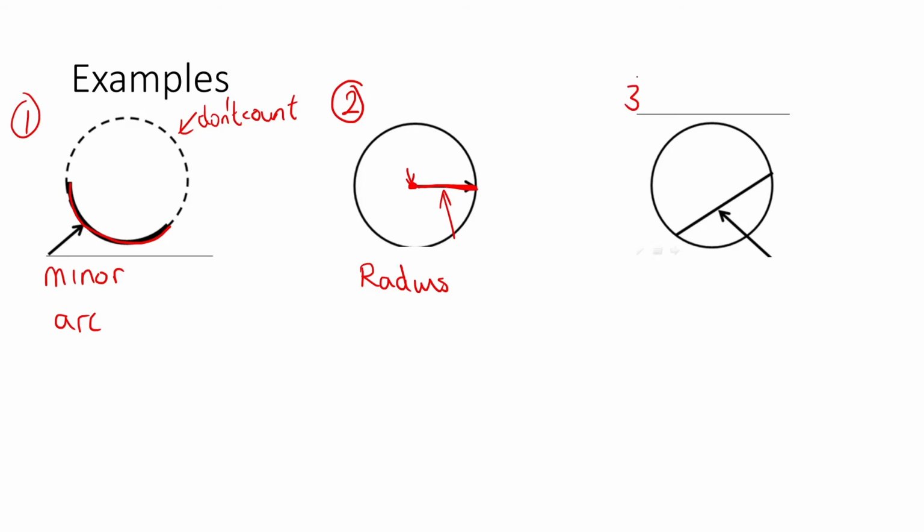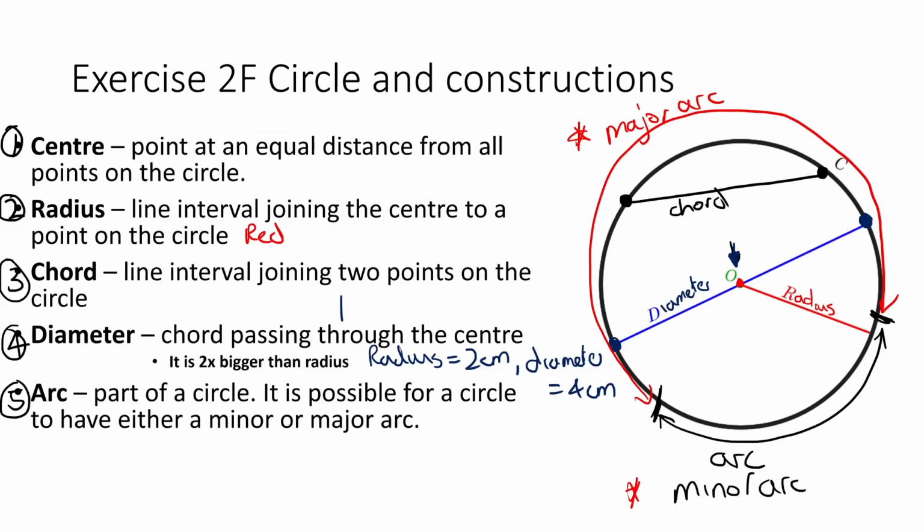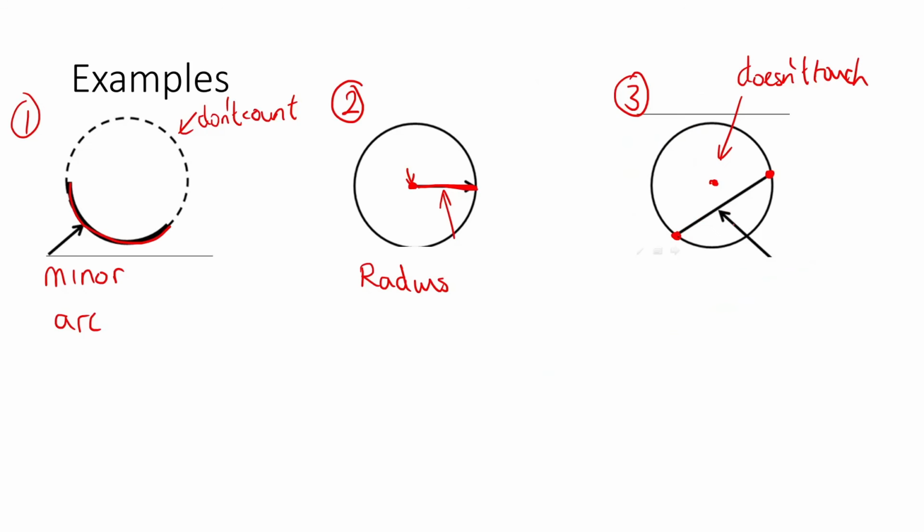Right, the third one, we have a line in the circle from one end to the other end. It doesn't touch the middle. So you have to check back onto your picture which one has a line going through the circle but not touching the middle. The chord has a line that goes from one end of the circle to the other end, but doesn't touch the middle. So this one is called a chord.